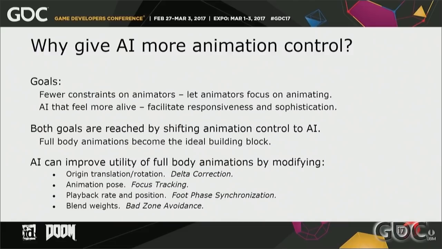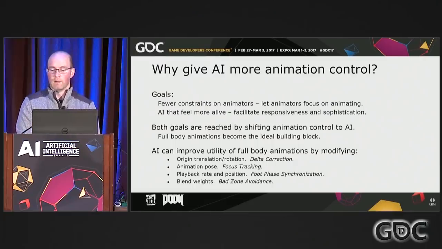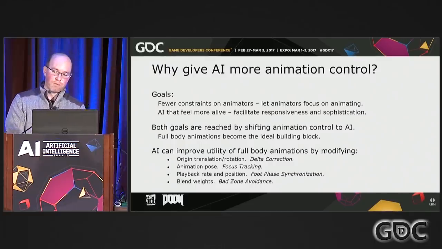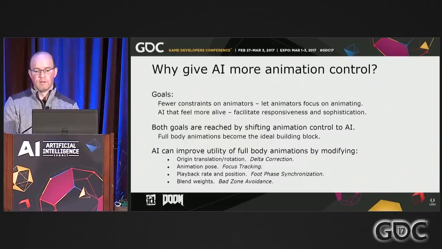Today, I'm going to talk about 4 examples. Our AI modify animation translation and rotation using a technique we call delta correction. Their focus tracking involves modifying animation pose. Our foot phase synchronization requires being able to modify playback rate and position. And the way our AI perform bad zone avoidance is a somewhat counterintuitive way of modifying blend weights.